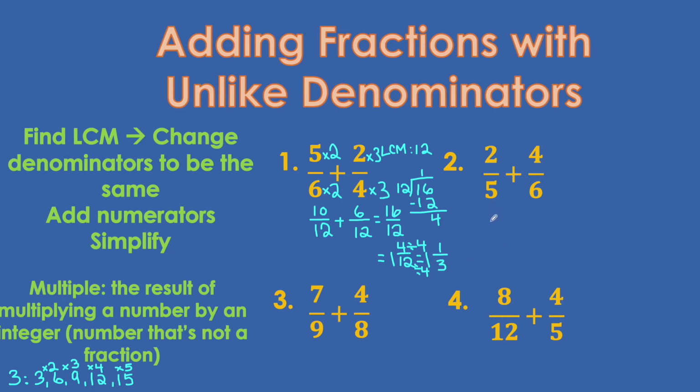Let's look at the second problem. We have 2/5 plus 4/6. So again, we want to find the LCM. We want to see which denominator is larger, which would be the 6. Then you start to think of multiples of 6, and if that multiple can be divisible by 5.